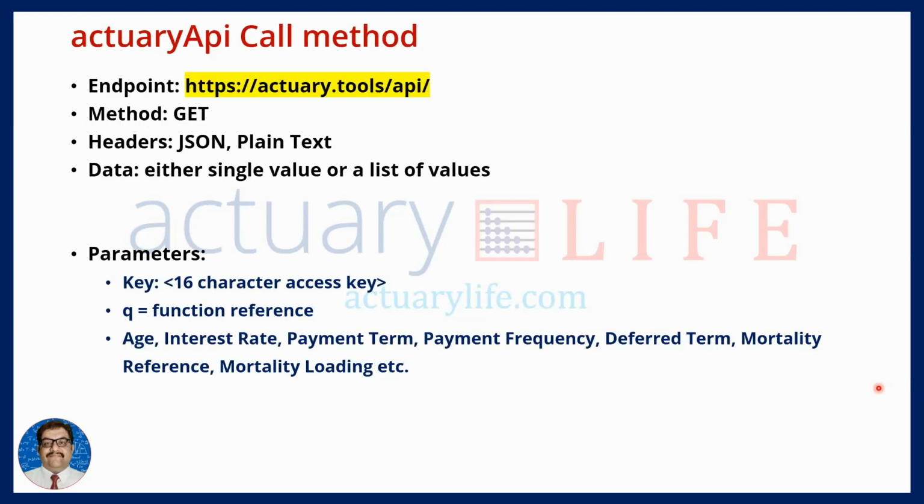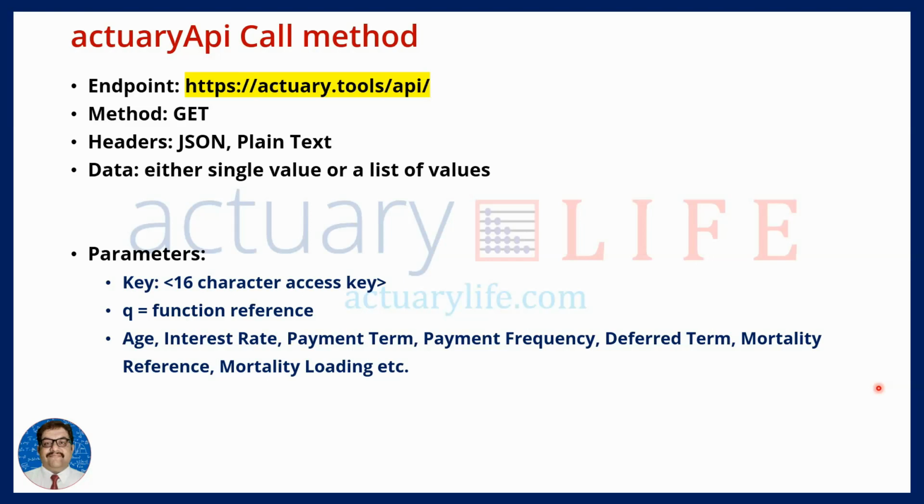So our API, which we are calling ActuaryApi, has an endpoint which is ActuaryTools/API. Although it can use get, post, put and delete methods, in this demonstration I am going to show you how we can use get. Usually the response is in JSON format, which can be parsed by a variety of software and programming languages. We can also allow the API to provide a plain text response as well.